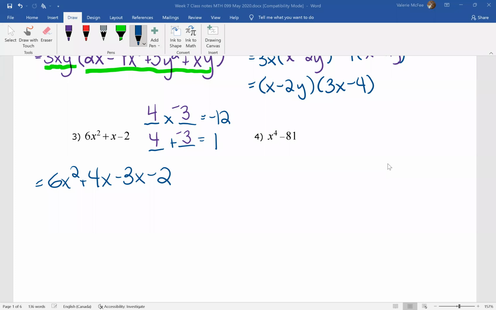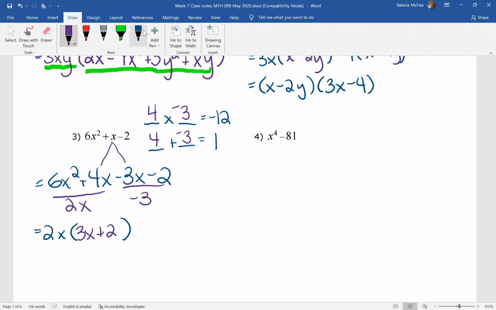So we found two numbers with a product of a times c and a sum of b. We use that 4 and -3 to rewrite the middle term. And then we factor by grouping. 2x is common here. -3 is common here. So when I divide each term by 2x, we get 3x plus 2. Divide the last two terms by -3. That gives me x.